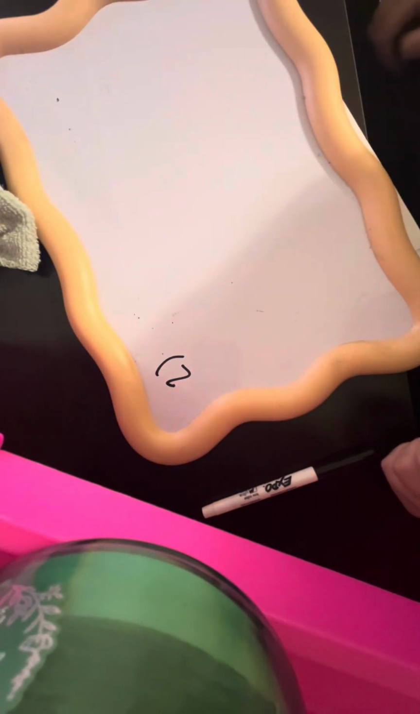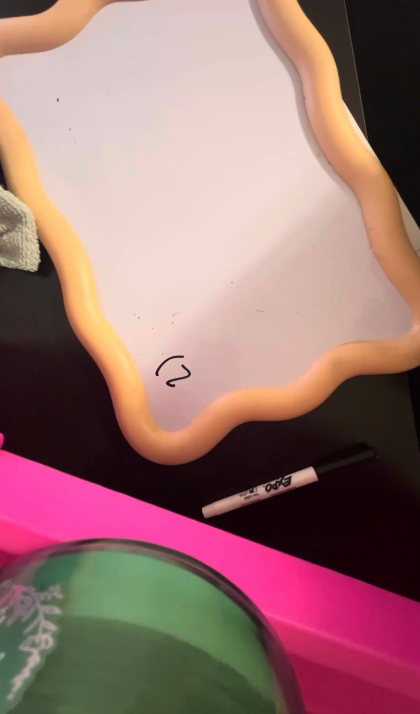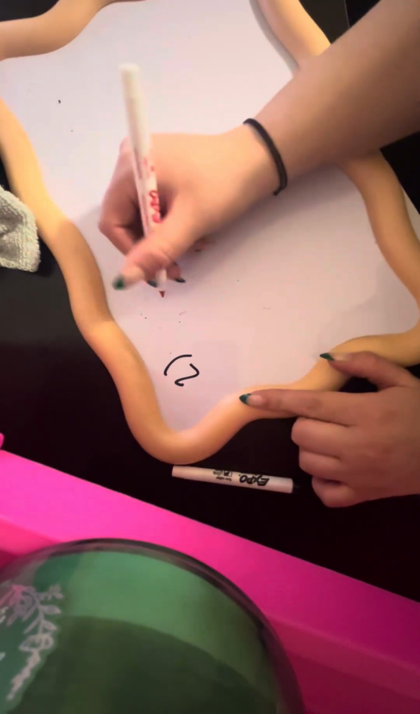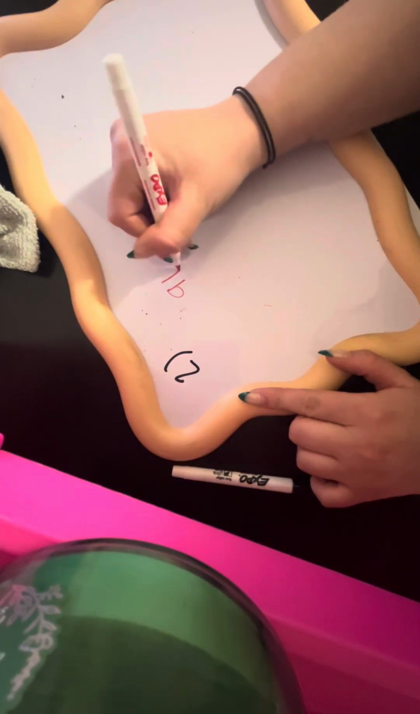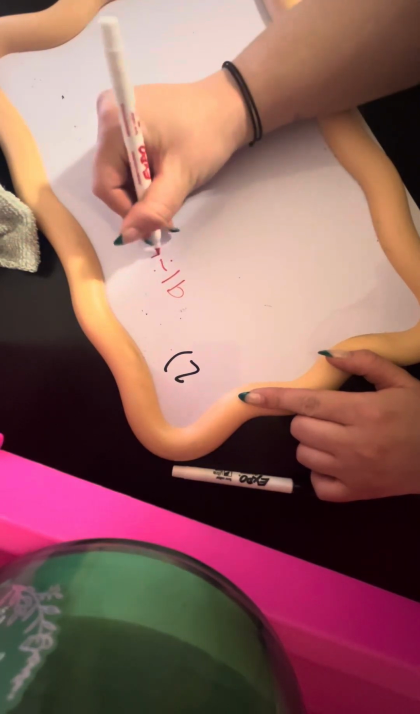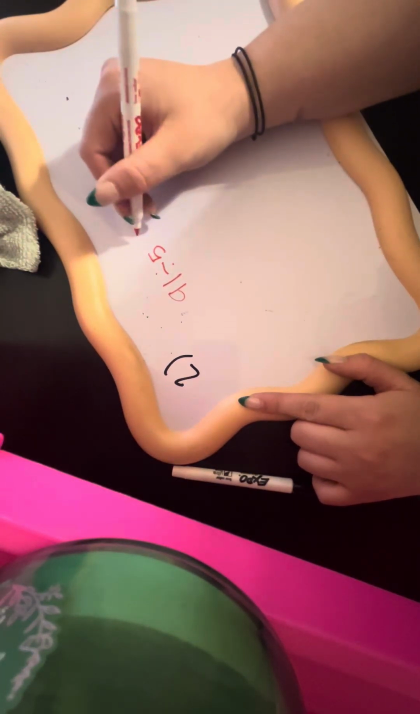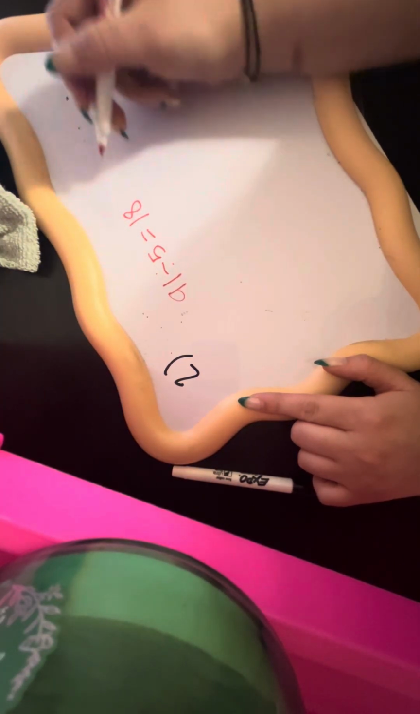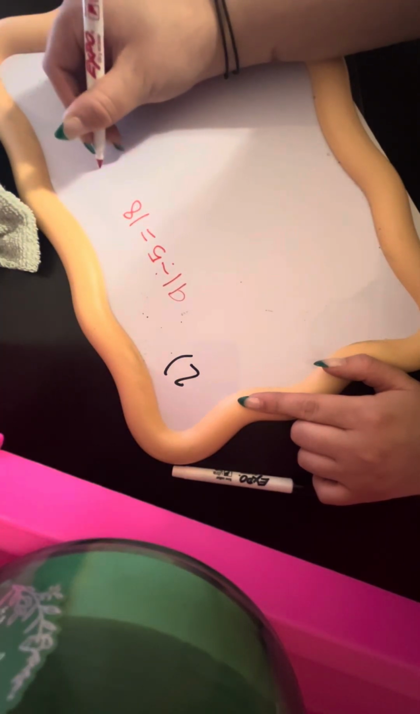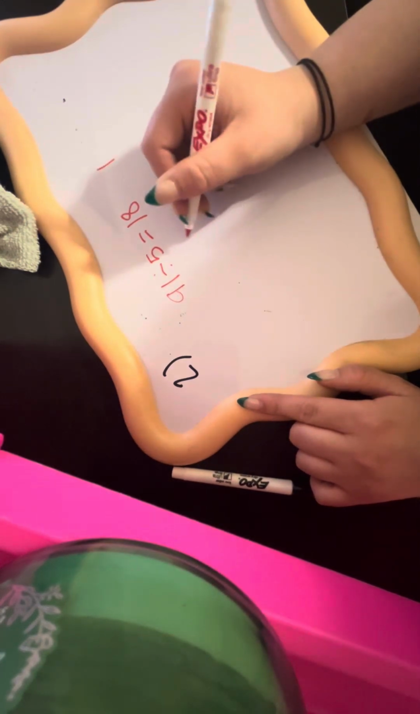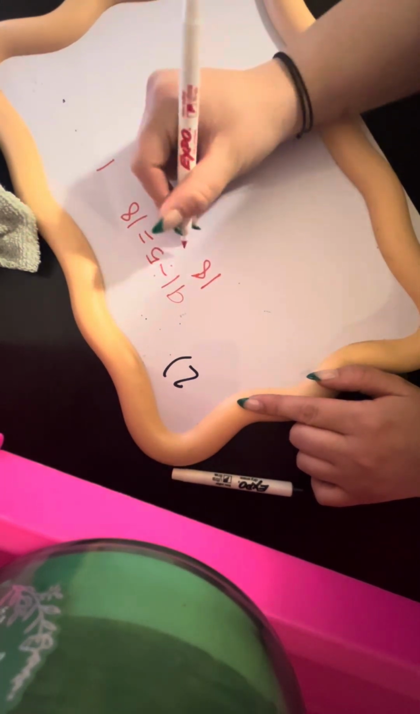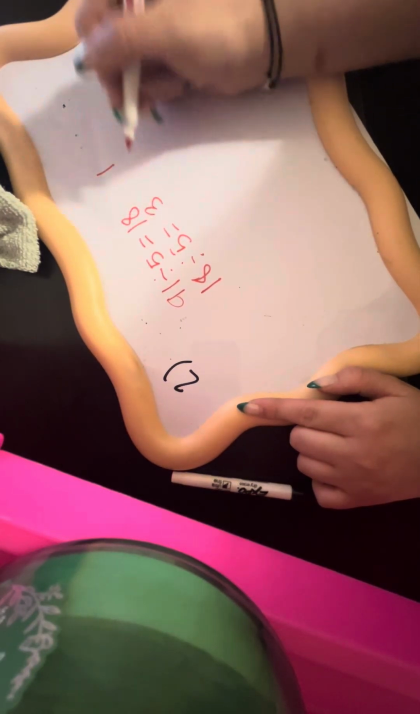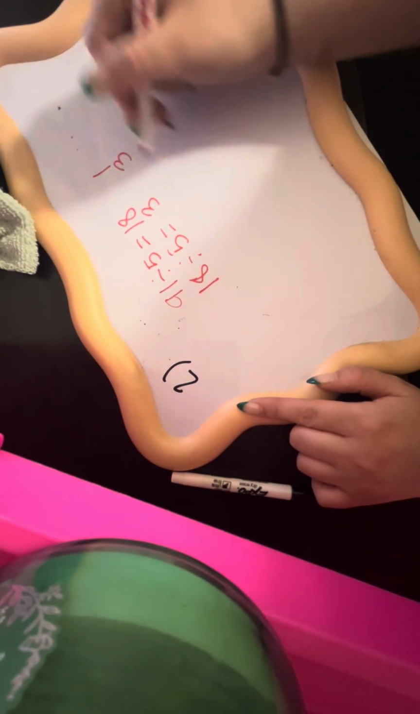Question number 2, we're going to convert the base 10 number 91 into base 5. So first, we're going to do 91 divided by 5 equals 18. And then we would get the remainder of 1. So we're going to put our remainders right here. And then 18 divided by 5 equals 3. So we're going to put that right here.